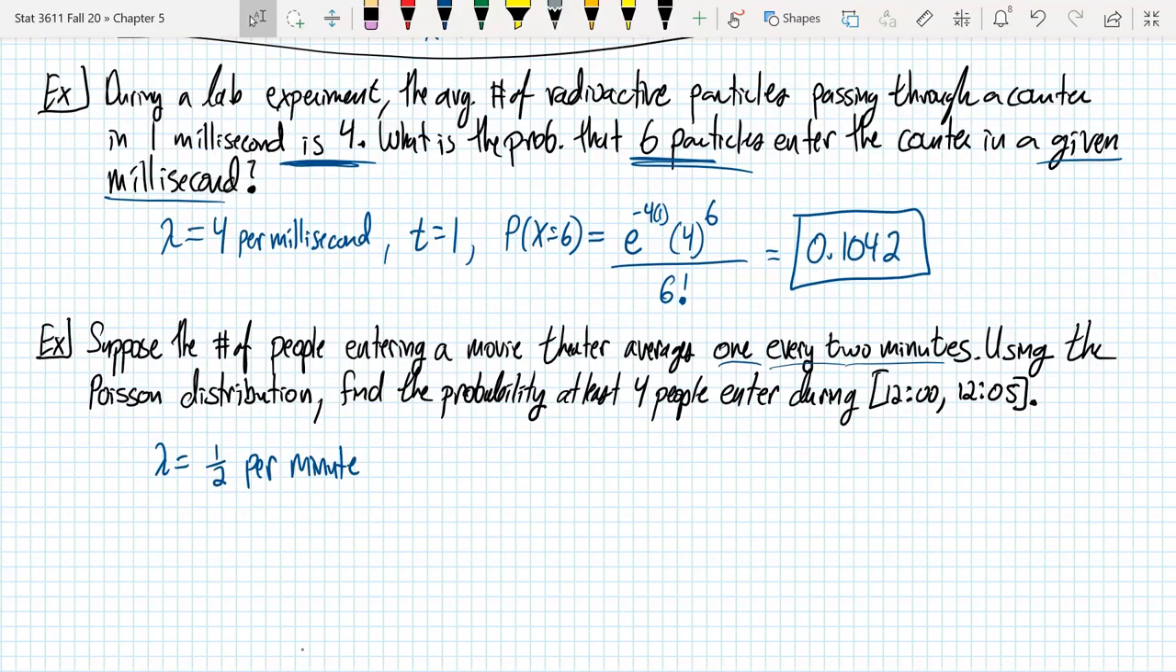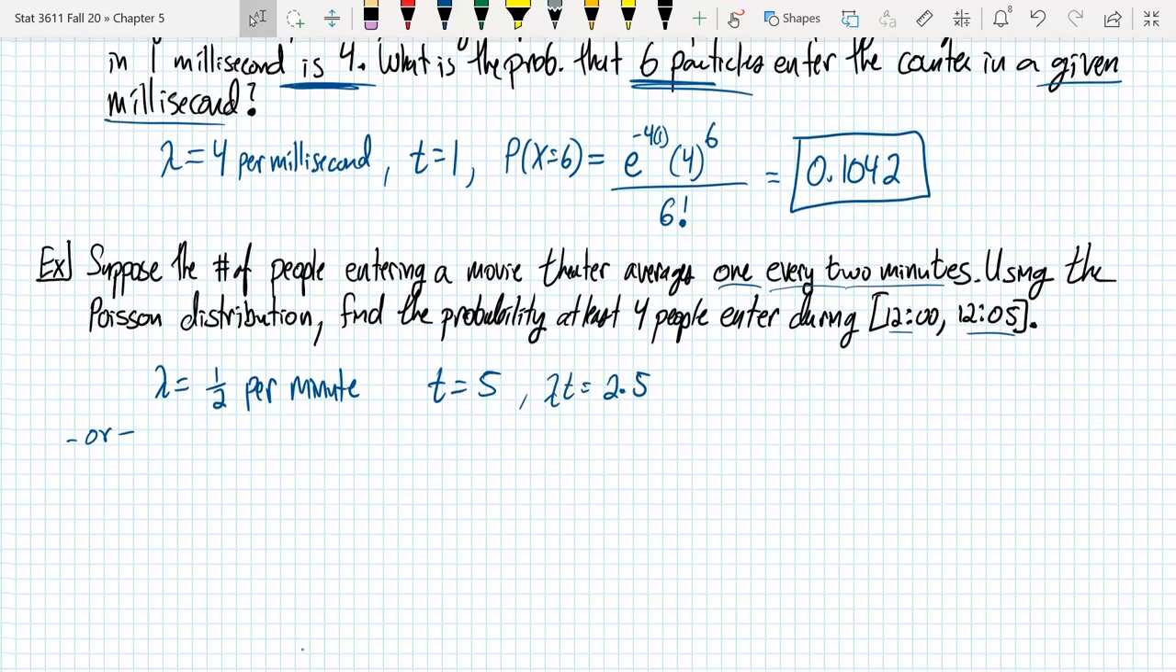You could say your unit of time is a minute. And then what is t going to be equal to? T, this is a 5-minute interval. 12 to 12:05, that's a 5-minute interval, right? So you can do that. And then lambda t is 5 times a half, that's 2.5.